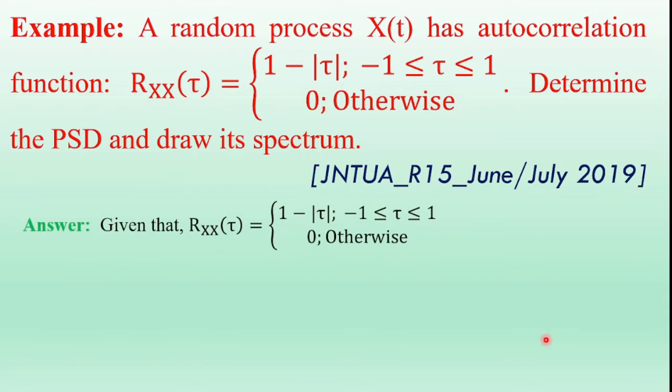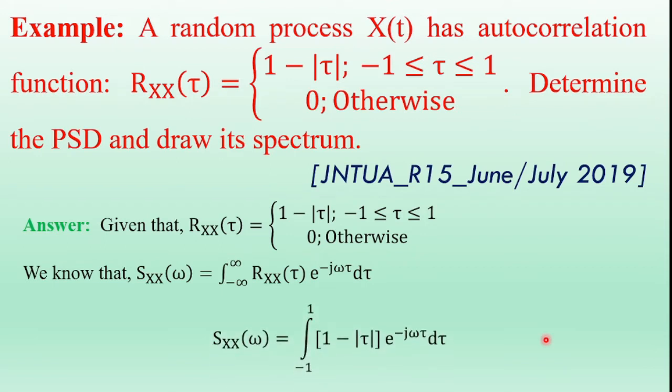Coming to the solution, given that Rxx of tau is equal to 1 minus mod tau for tau from minus 1 to plus 1, and Rxx of tau is equal to 0 otherwise. So we know that the power spectral density of the autocorrelation function is Sxx of omega equal to the integral from minus infinity to infinity of Rxx of tau into e power minus j omega tau d tau. Applying the given autocorrelation function here, Sxx of omega is equal to the integral from minus 1 to 1 of 1 minus mod tau into e power minus j omega tau d tau.